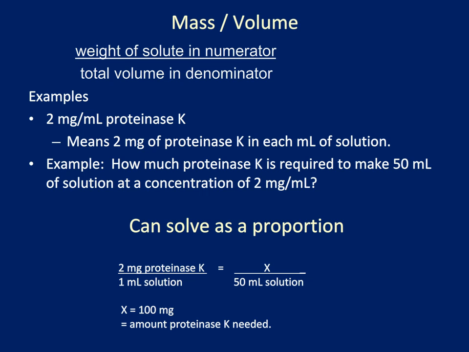We can set this up as a proportion, since the overall concentration should be 2 mg per ml. If we have 50 ml, we can set it up such that 2 mg over 1 ml equals x over 50 ml. By rearranging the equation, you can calculate that x equals 100 mg. That is, there's 100 mg in 50 ml.